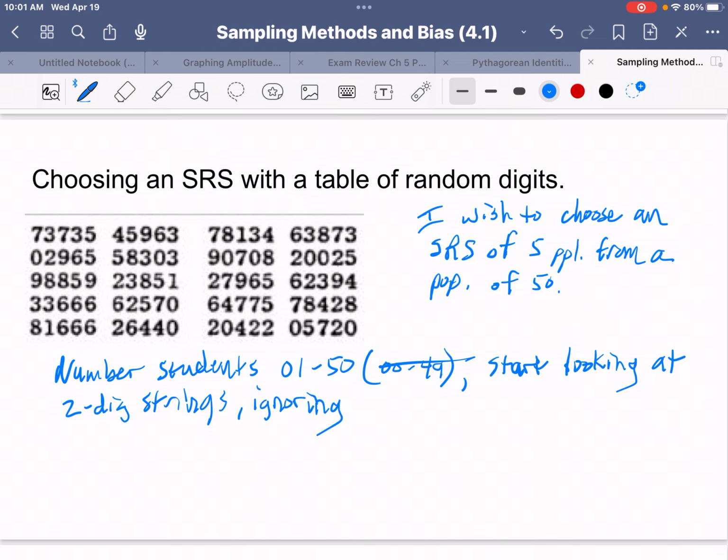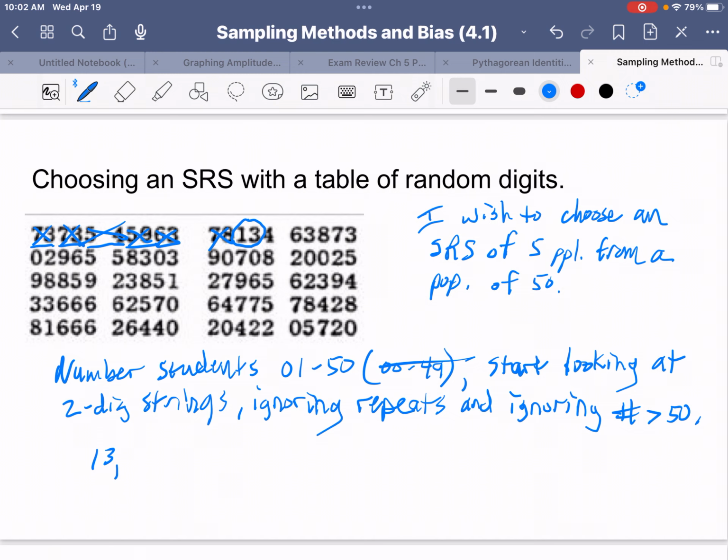Ignoring repeats and ignoring 2-digit numbers greater than 50. And stop when you have your 5. Okay, so the first 2-digit string I see here is 73. There is no person 73. There's another person 73, person 54, person 59, person 63. I'm ignoring. The first 2-digit string that makes sense is person number 13.